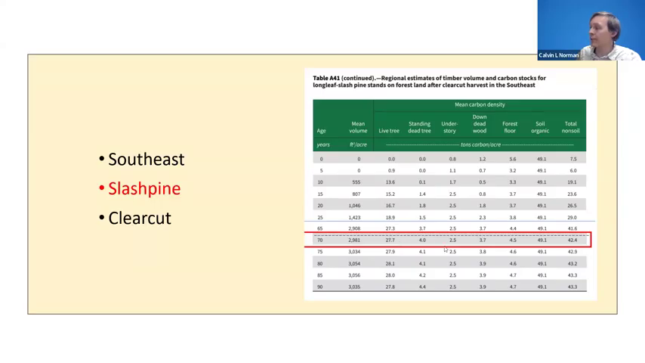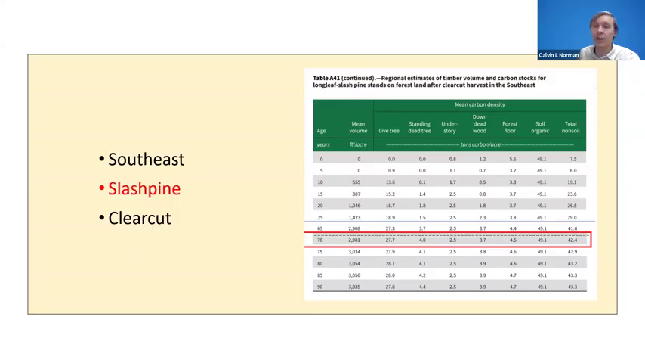Moving through this chart, we can see that there's a little bit more of an understory in our slash pine forest, a little bit more standing wood. There's less dead downwood. Our soil organics have a lot more carbon in them. Remember, in our northern hardwoods forest, it was roughly 23 tons per acre. Here we're looking at 49 tons per acre. So forest soils are really important in these southeastern forests. And then overall, you're looking at a total of about 42 tons per acre.